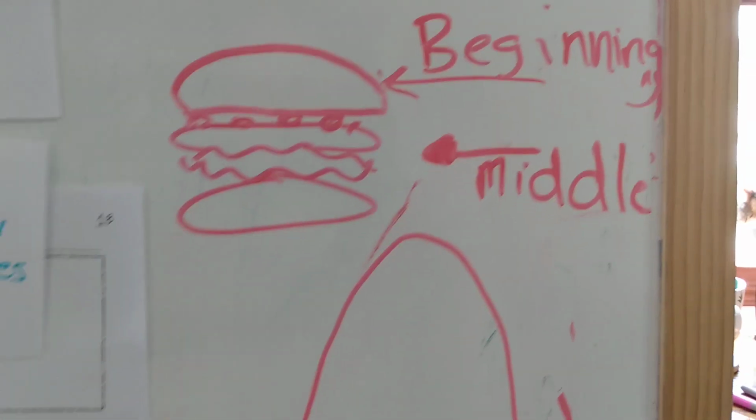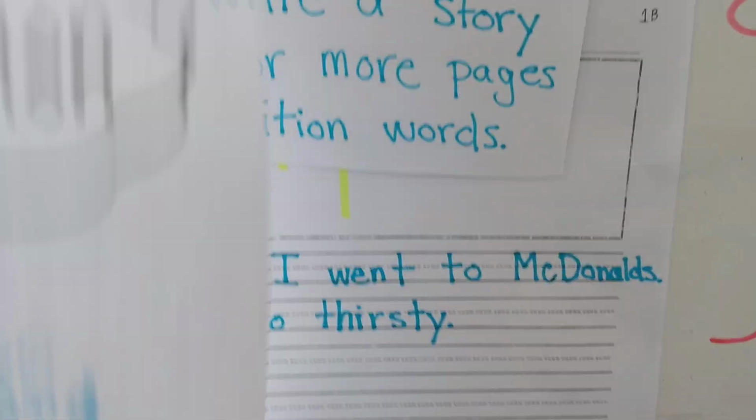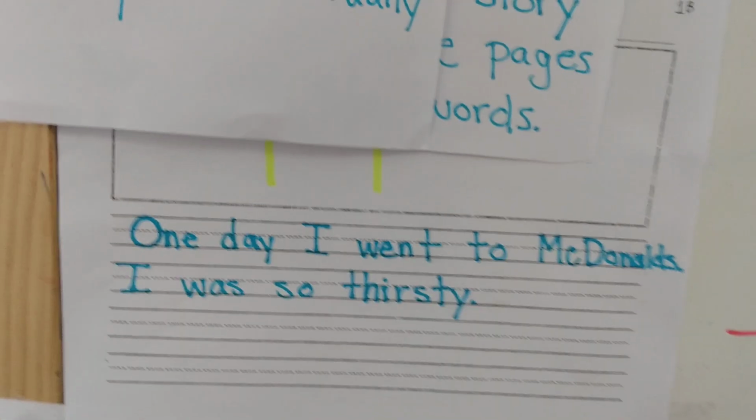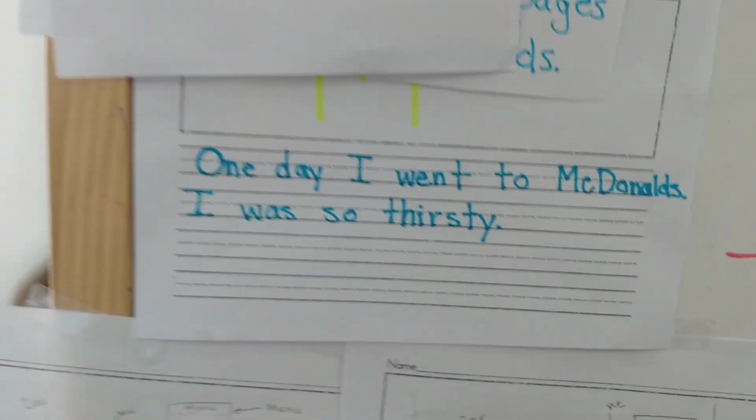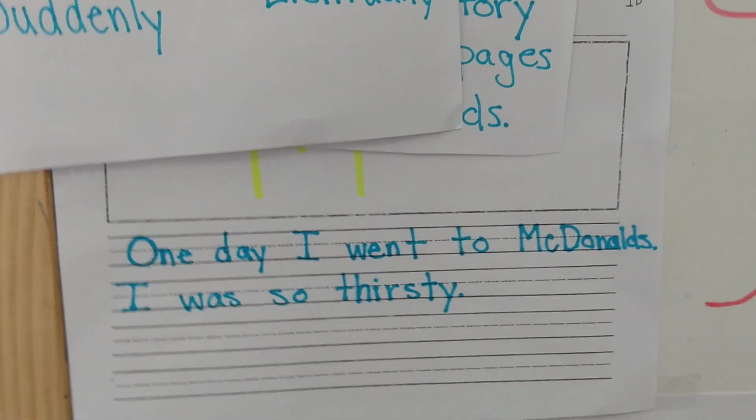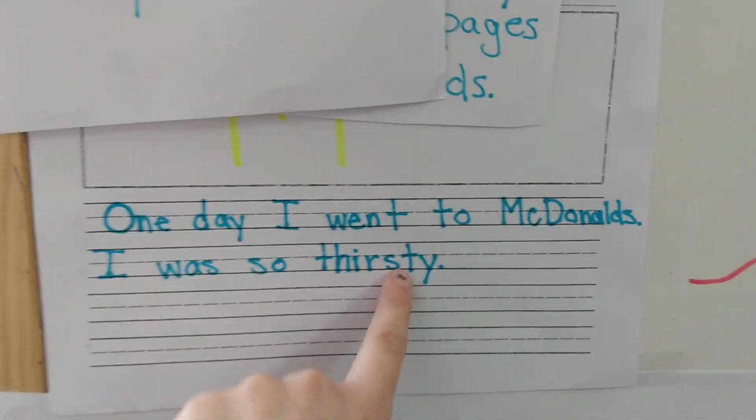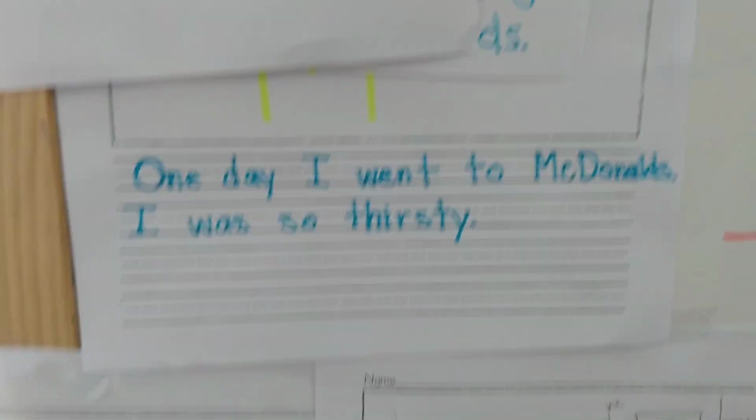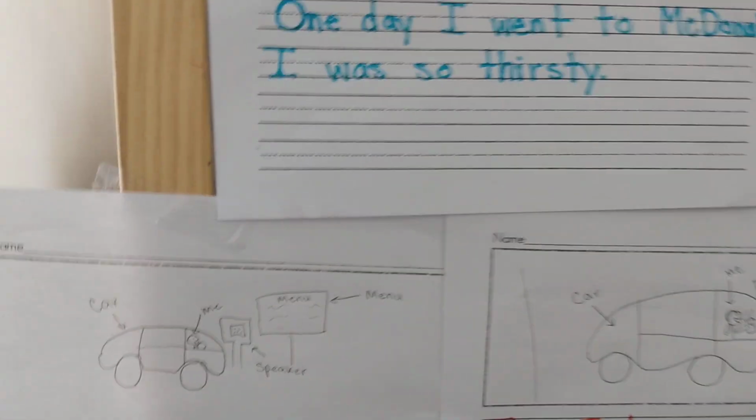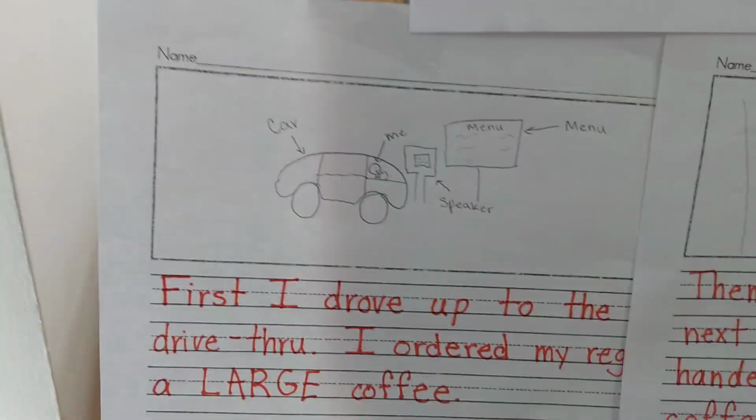So yesterday, we wrote about going to McDonald's. Now remember, when we're writing in the middle, we want to stay with one tiny story. So we don't want to jump around and write a bunch of little stories. We want to stay with our one tiny story. So I'm going to stay and write about what I did when I went to McDonald's. So my first page is right here.